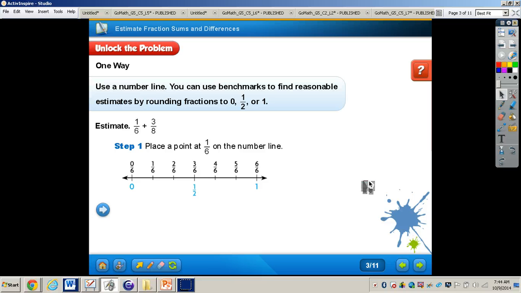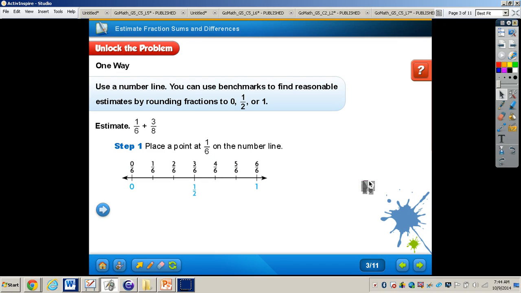Now let's take a look at the unlocking the problem on page 251, and it reads, Kimberly will be riding her bike to school this year. The distance from her house to the end of the street is 1/6 of a mile. The distance from the end of the street to the school is 3/8 of a mile. About how far is Kimberly's house from school?